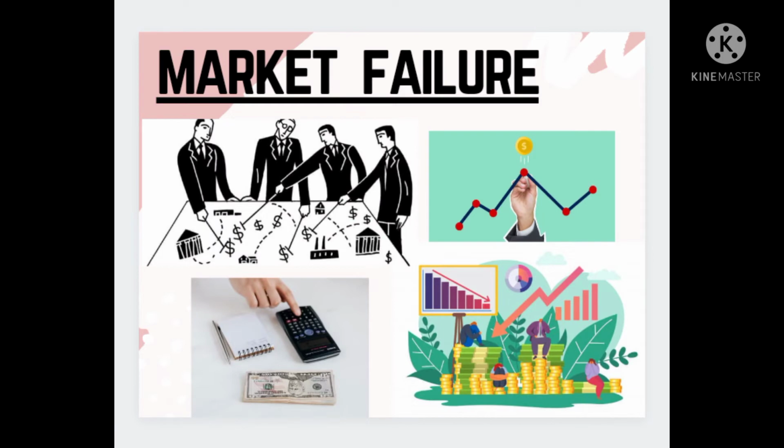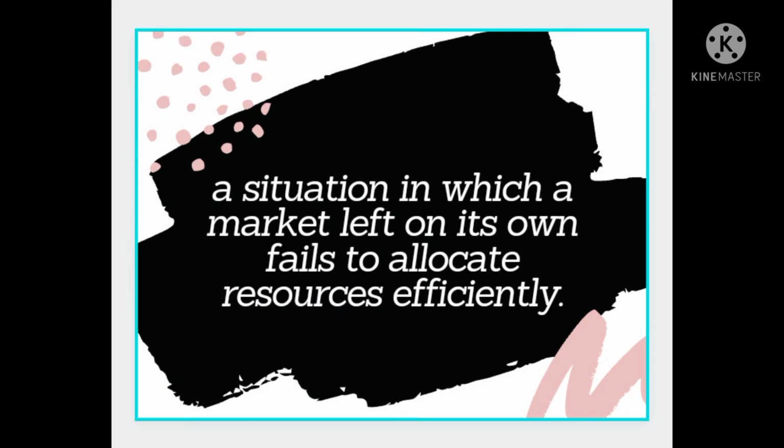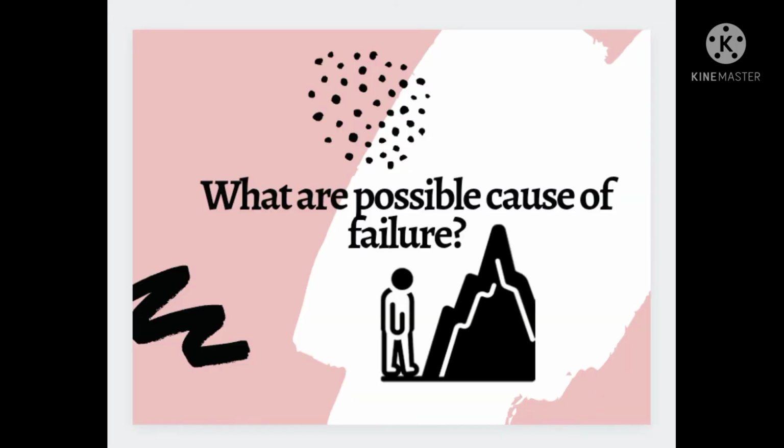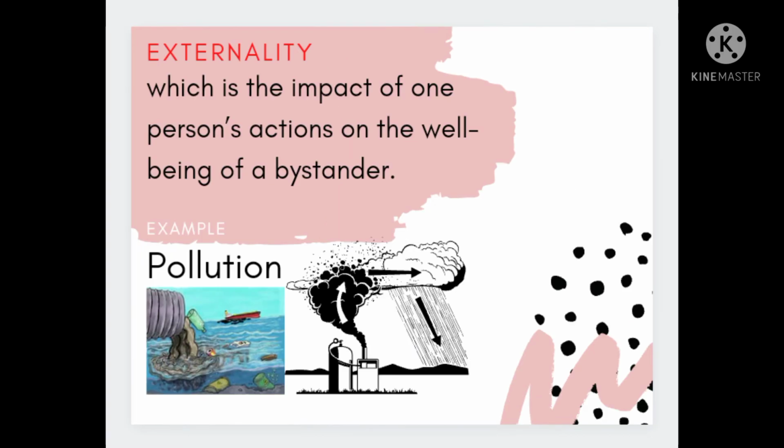Economists use the term market failure to refer to a situation in which a market left on its own fails to allocate resources efficiently. What are the possible causes of failure? As we can see, one possible cause of market failure is an externality, which is the impact of one person's action on the well-being of a bystander.